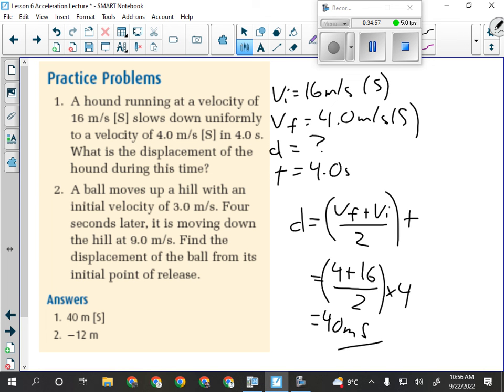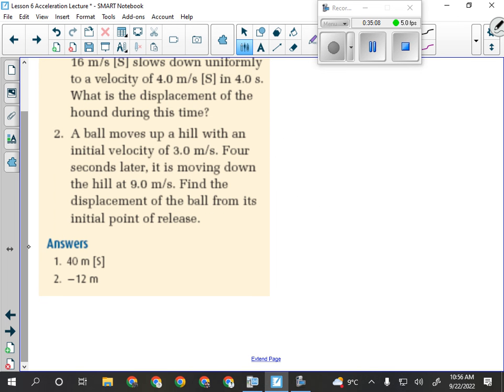I plugged in the wrong numbers. Sometimes that happens. All right, how are we doing with number 2? Do we need to go over number 2? Yes? Okay. All right, so for number 2, this is a bit of a tricky one. The ball is moving up the hill, initially. So its vi is going to be 3.0 meters per second uphill. Okay, 4 seconds later. This is like the worst thing that a question can do. How many significant digits are there in 4? None. I have no idea.